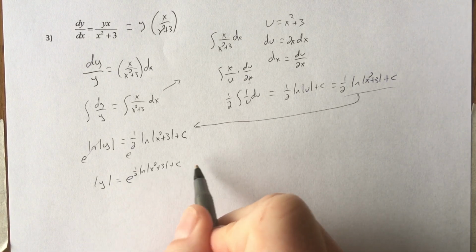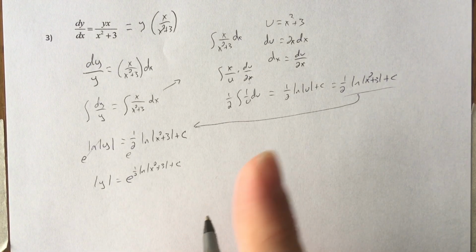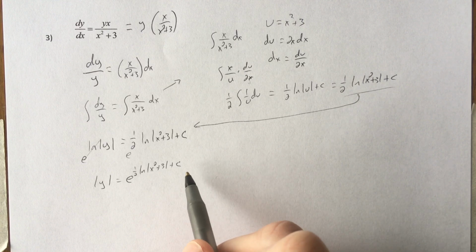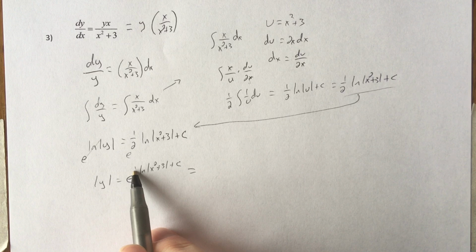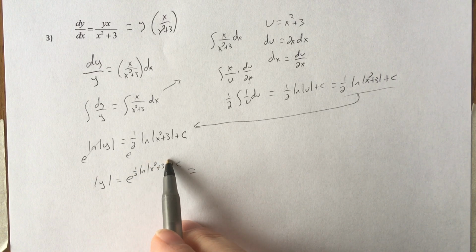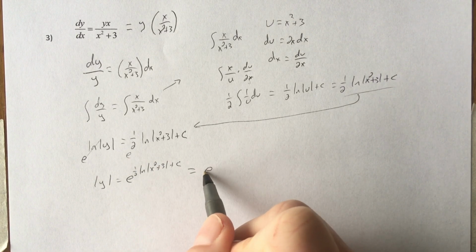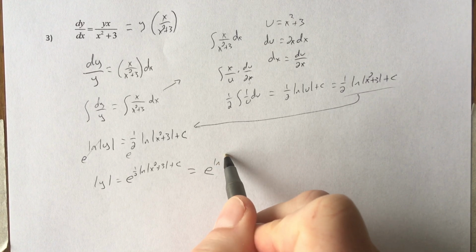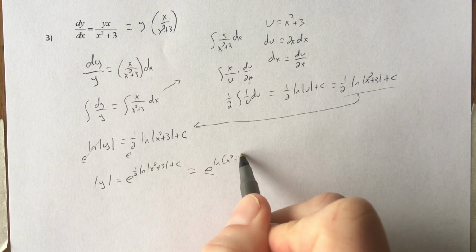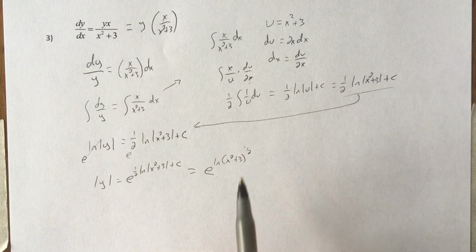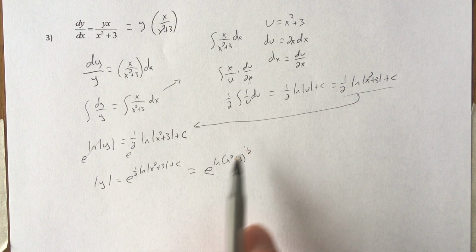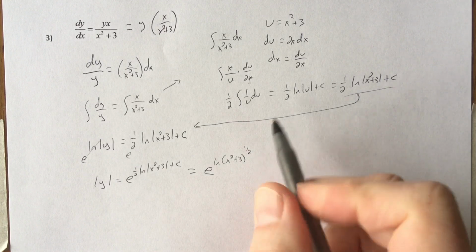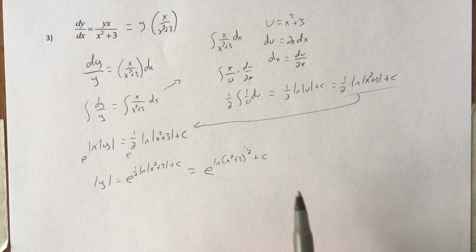So one of the two following things is what the AP will do. They'll take this 1/2 right here, and they'll bring that up as an exponent inside the log. So you'll have e to the natural log of x squared plus 3 to the 1/2. That would be one of the things they do, just using a log rule, bringing the exponent in here. Sometimes they do that, sometimes they don't.